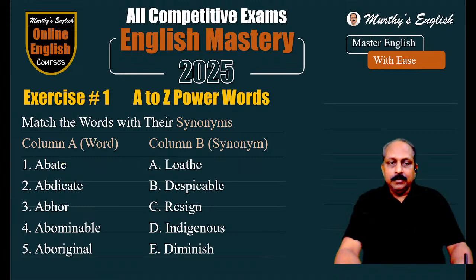Now we have two columns again. Column A, column B. Column A, you have 5 words. Column B, you have synonyms. You have to match the words and the synonyms. Abate. Here we have synonyms. Tripura Sundari says 9, that is good. Chandu Naik 8, that is also good. 5 out of 5. Perhaps overall you are telling. Abate means what? Diminish. Answer is E.